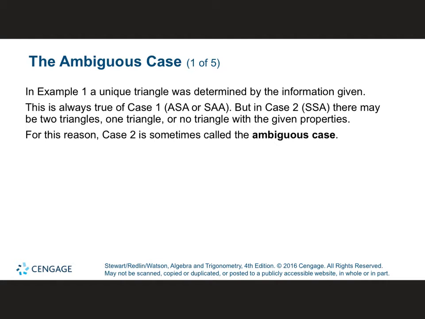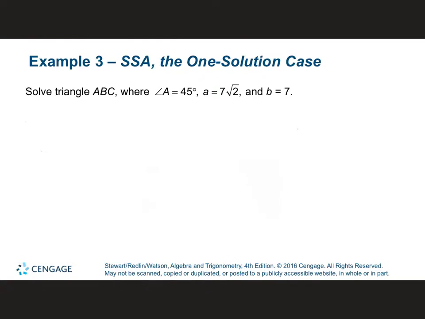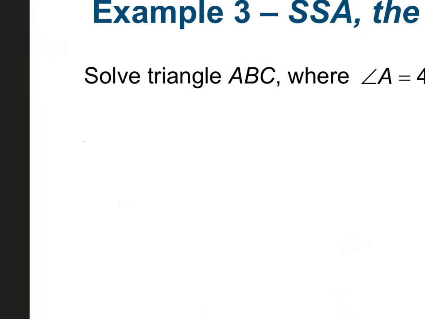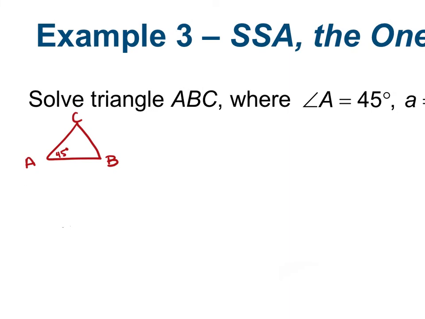So if we look at some examples, for the first example that we're going to look at here, we're given a triangle ABC where angle A is 45 degrees, side length A is 7 square root 2, and side length B is just 7. So sometimes it's easier to draw ourselves a triangle and label our sides. It tells us that angle A is 45 degrees, so this one will be 45 degrees. The side length A is 7 square root 2, and side length B is just 7.